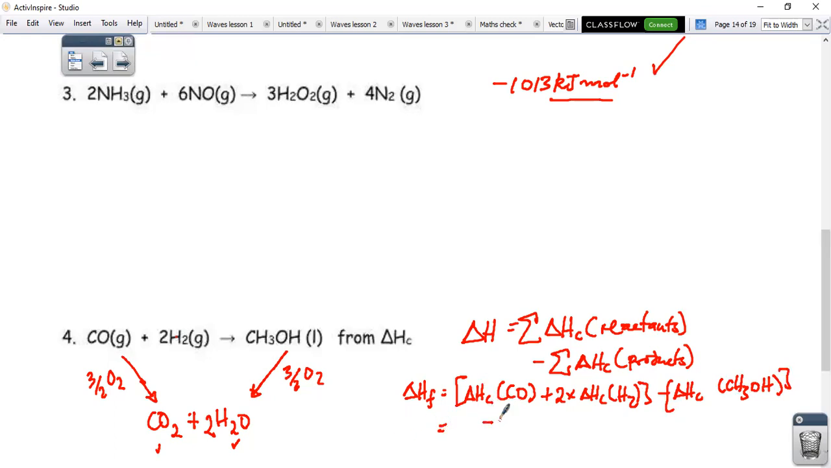For this one, this is minus 283 plus 2 times minus 285, square brackets rather, minus, well, this here is minus 726. Now, if we add everything here, we get minus 127 kilojoules per mole. Can you see where you went wrong? Yeah, I think I typed the numbers in wrong.